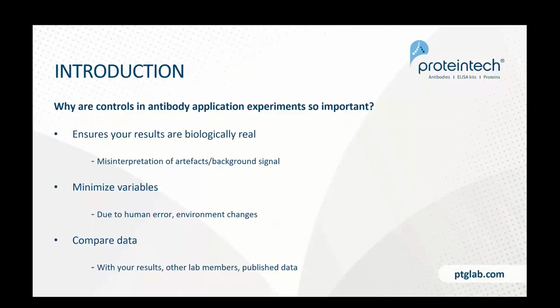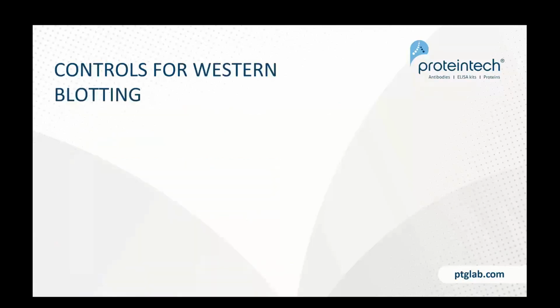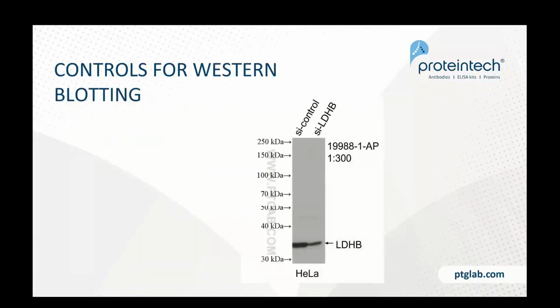Okay, so now let's get into the meat and potatoes of this. So why are controls and antibody applications so important? First of all, it ensures that your results are biologically real. Otherwise, there may be artifacts or background signal that make it challenging to understand whether this is a real sample or not. It also minimizes the variables that may be due to human error or environmental changes. It also allows you to compare data with your results, other lab members, as well as published data. So that's more broadly why controls are needed.